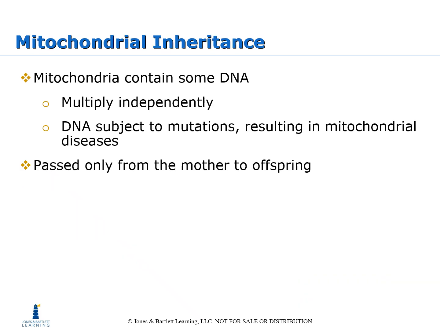Mitochondrial inheritance. Mitochondrial DNA is separate from nuclear DNA. It's passed only from the mother to all her children. Sperm doesn't contribute mitochondria. Mutations in mitochondrial DNA cause diseases like Leber's hereditary optic neuropathy. Inheritance is maternal. An affected mother will pass it to all her children, but an affected father will not pass it.